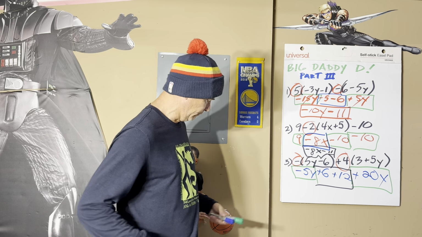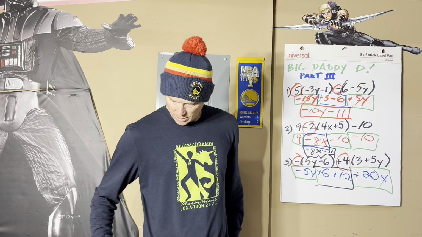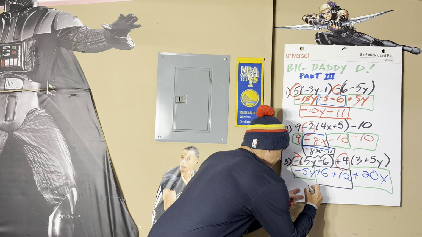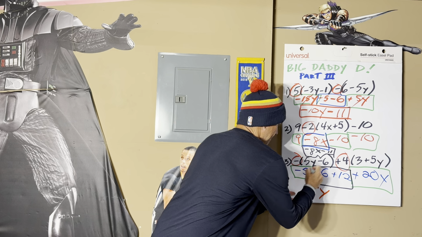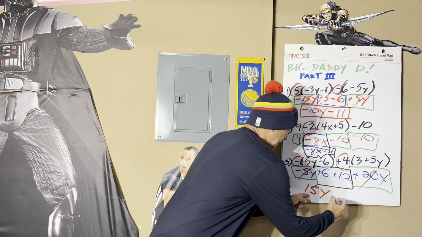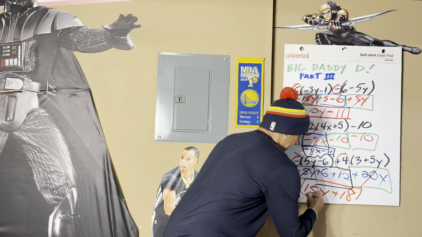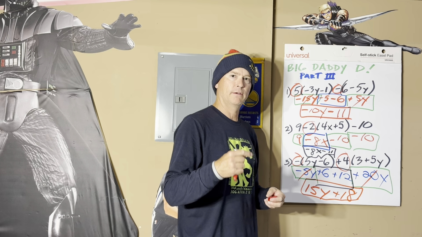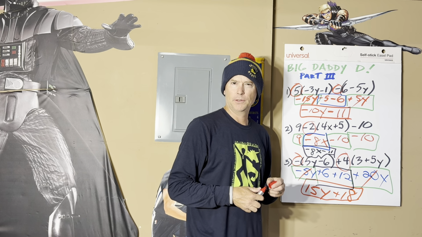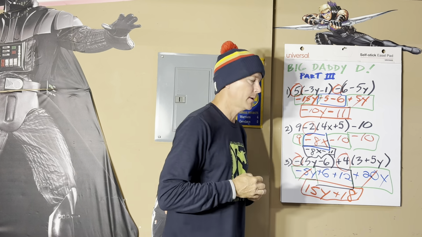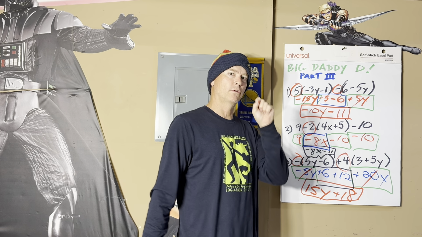All right, final answer. Let me get red. Here we go. Let's do the y's first. Negative 5 plus 20, that's 15. So we have 15y. Negative 6 plus 12 is 18, okay? Now, the next step to this would be to give the variable a value, evaluate and plug in, and then you can actually get a number. That's coming, okay? But right now, if you have watched part 1 and part 2, then you should be the king and queen of Big Daddy D distributive property, okay?